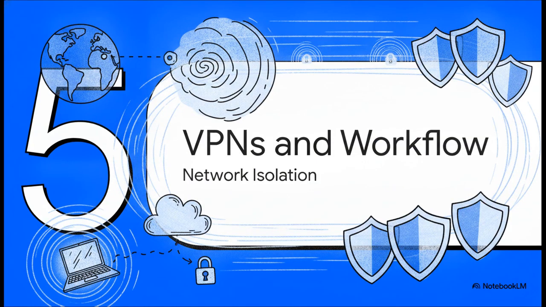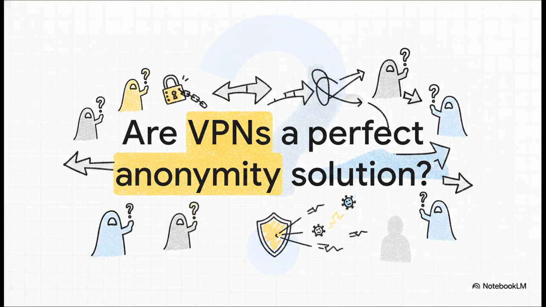Okay, on to our final layer, Section 5, VPNs and Workflow, focusing on network isolation. So we've locked down the browser with containers, and we've secured the hardware with virtual machines, but we still need to hide our physical location as our data travels across the public internet. This brings us to network isolation, and it's a super common beginner mistake to think you can just turn on a VPN and suddenly become invincible. So let's address this directly.